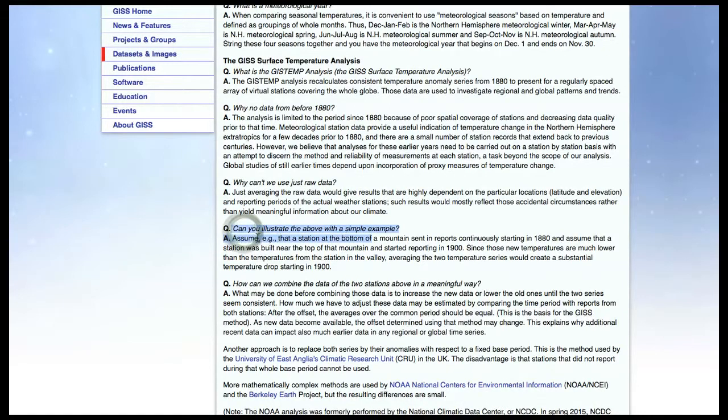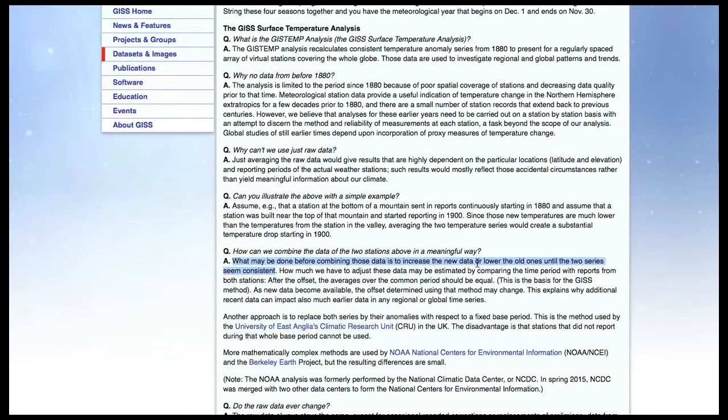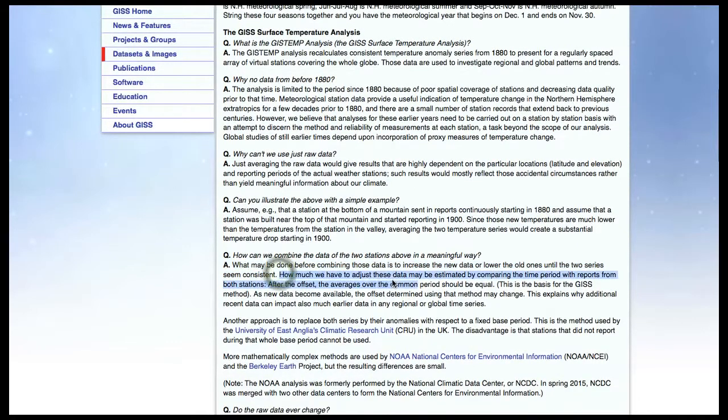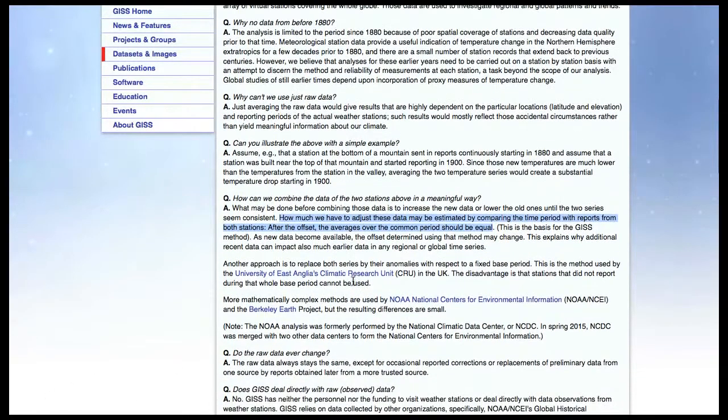Can you illustrate the above with a simple example? Assume that a station at the bottom of a mountain sent in reports continuously starting in 1880, and assume that a station was built near the top of that mountain and started reporting in 1900. Since those new temperatures are much lower than the temperatures from the station in the valley, averaging the two temperature series would create a substantial temperature drop starting in 1900. Well, how can we combine the data of those two stations in a meaningful way? What may be done before combining those data is to increase the new data or lower the old ones until the two series seem consistent. How much we have to adjust is determined from the period with reports from both stations. After the offset, the averages over the common period should be equal. This is the basis for the GISS method.